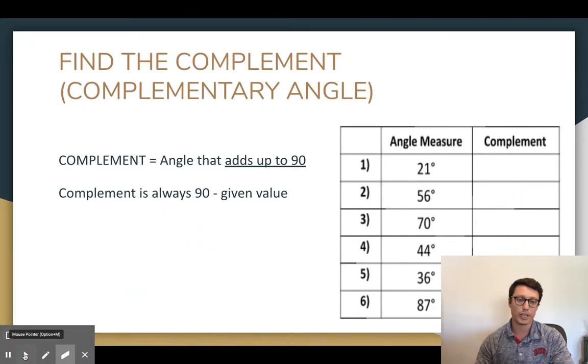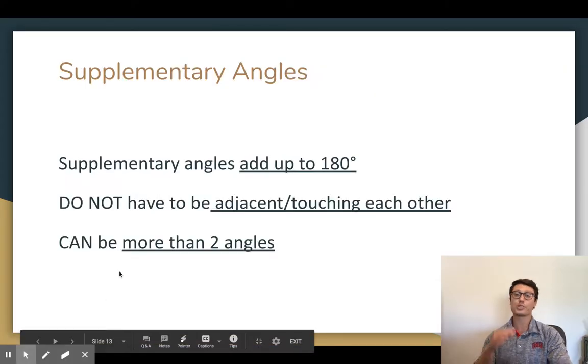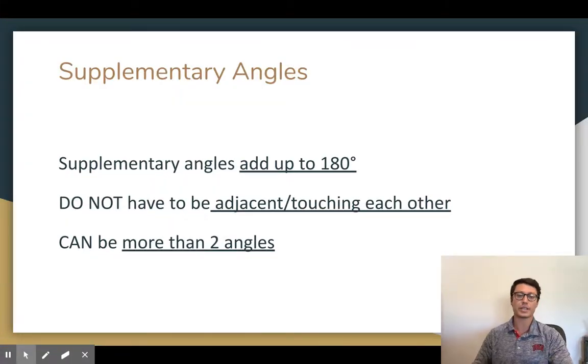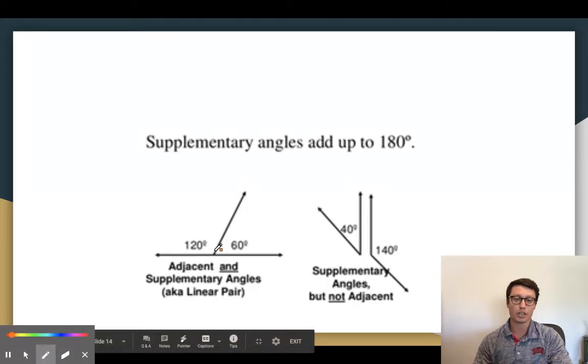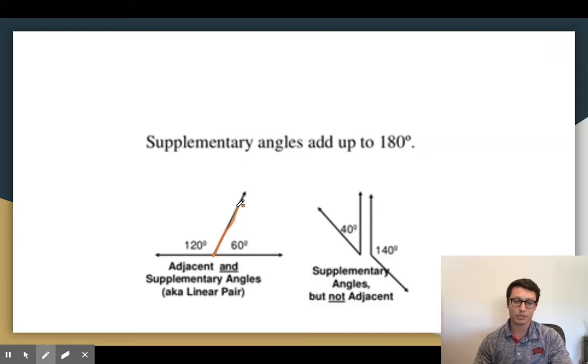All right, complementary angles. Now, supplementary angles are angles that add up to 180 degrees. Again, these do not have to be adjacent or touching each other, and it can be more than two angles, right? But they just have to add up to 180. So we see that 120 plus 60 does give us 180. Notice these are both supplementary and adjacent because they share a ray and they share a vertex. These are supplementary because 40 plus 140 gives us 180, but they are not adjacent. They are not touching each other.